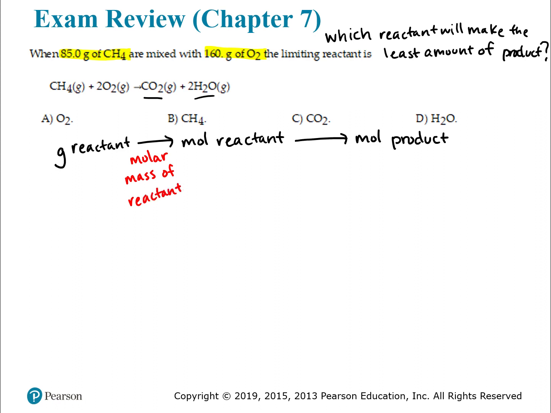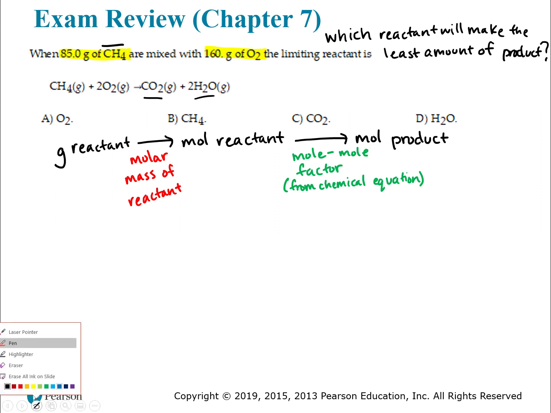We need the molar mass of the reactant. So if it's methane that we're dealing with, we need the molar mass of methane. We'll also need the molar mass of oxygen gas. And that's going to take the grams and convert to moles. Then we need to go from moles of reactant to moles of product. That's where our mole-mole factor comes in. That is from the chemical equation. I'll do methane in black and oxygen in purple.